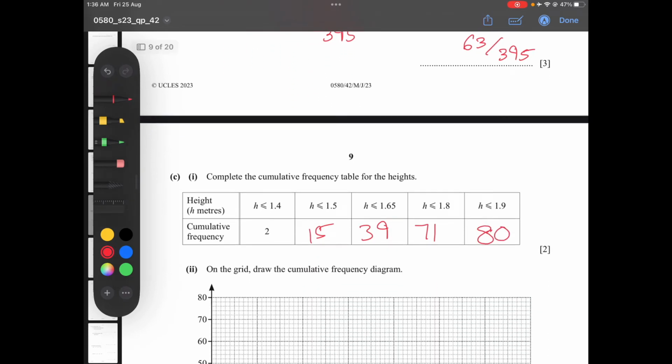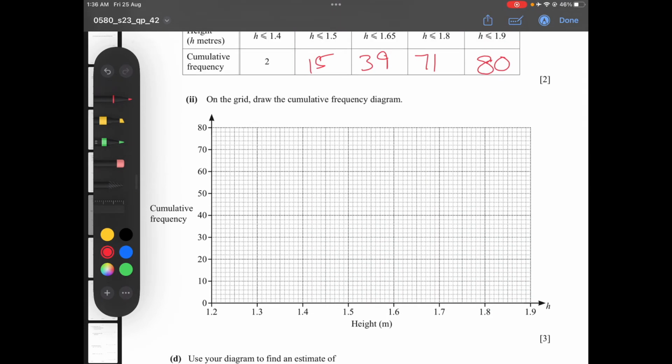Complete the cumulative frequency diagram. There, for 1.4 we have 2, which is going to be somewhere here. This is going to be a difficult one to draw a curve on a diagram, so it's better you practice on your paper with your own hand. 1.5 is 15. 1.65 is 39.